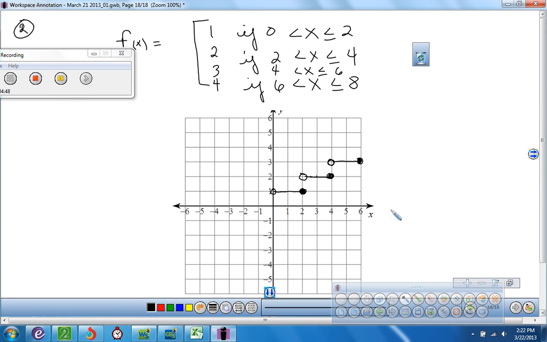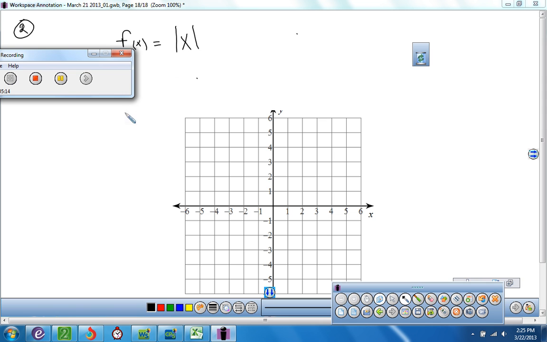Okay, so 7, 8. So from 6 to 8, we're going to end up with a similar part, but we're going to be up here at 4. Okay, and so that's what our graph should look like. So why would all these be considered constants? Because there's not an increase or decrease. We're just staying level for that part.